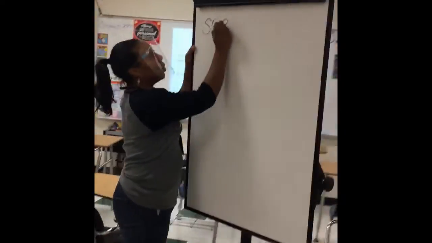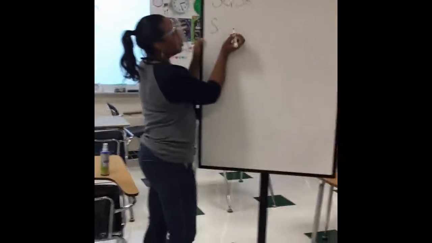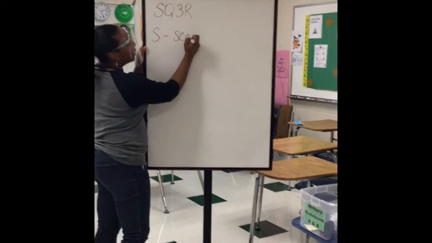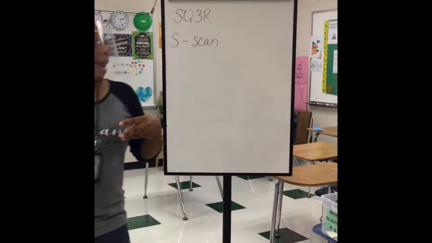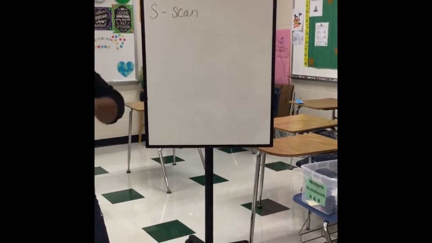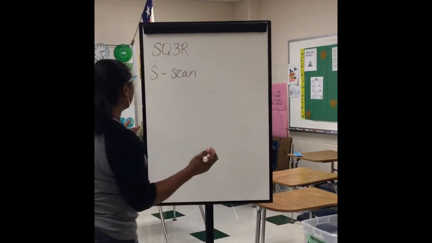So there's a strategy that is called SQ3R. And this is what we're going to use when we read. The S stands for scan. So that means we're going to actually look at the book and the pictures, and we're going to look at the titles and things like that. So we're going to scan.